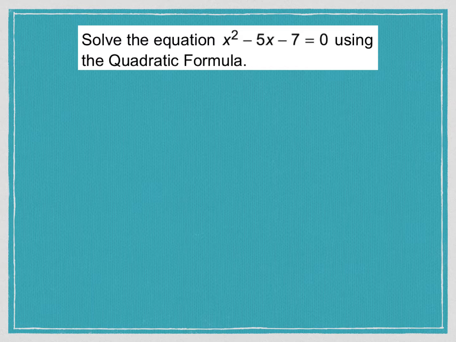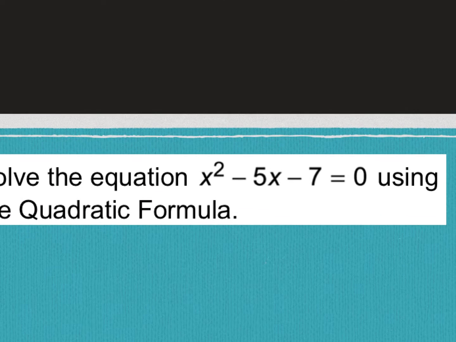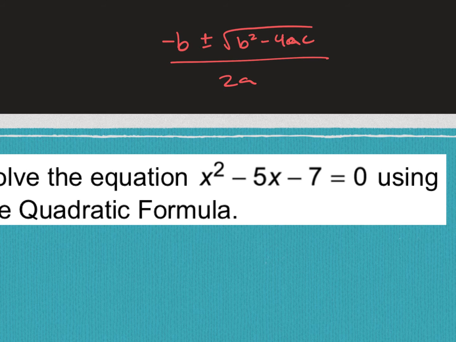So let's see some examples. Our quadratic formula is negative b plus or minus the square root of b squared minus 4ac over 2a. The first thing we want to do is list our a, b, and c. What is a? 1, because it's the number in front of the x squared. What's b? Negative 5, so the negative stays with it. What's c? Negative 7. Now we just plug it into our formula.